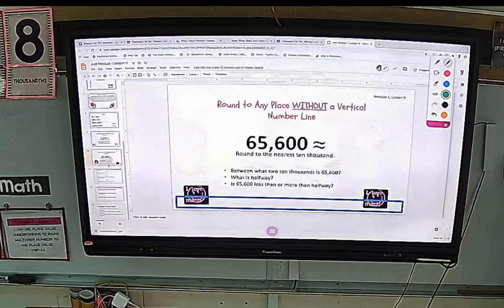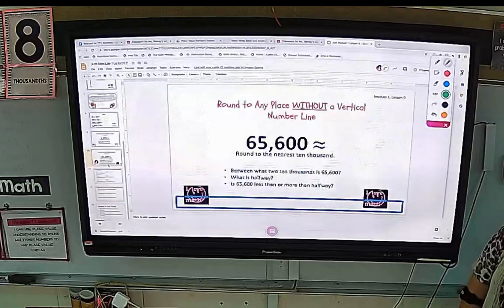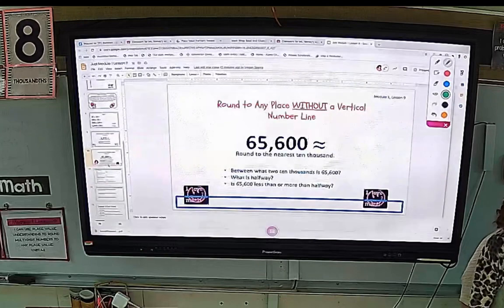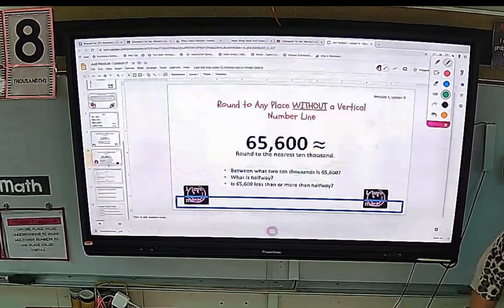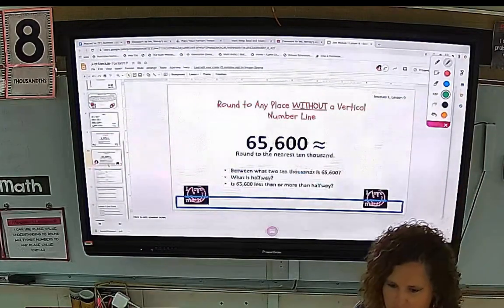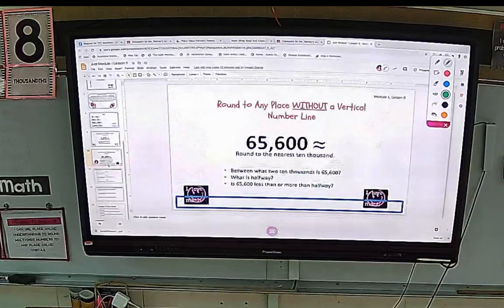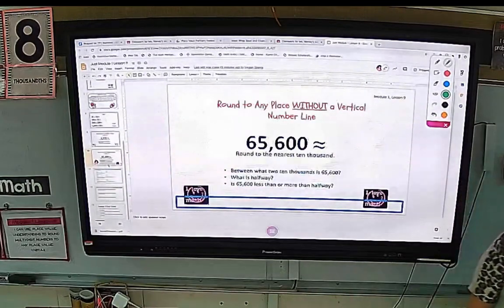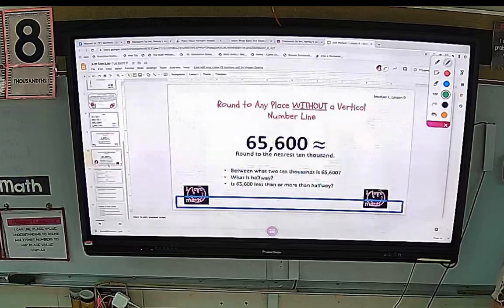What does that in red say? Reagan, can you read that really loud for us? Round to any place without a vertical number line. Okay. I know that I said you could choose. For this one problem, I'm going to ask you not to choose the number line way, and I'm going to see that you're comfortable with the other way too. So clear off your board and write the number 65,600. If you have to picture the number line in your head, that's okay. But I want you just for once to try it without.